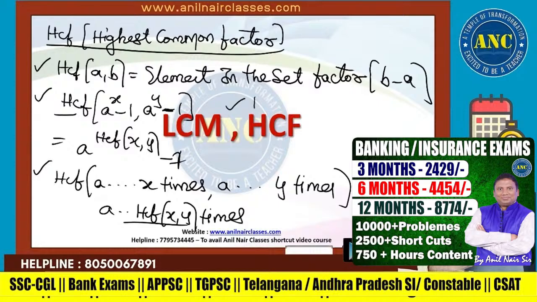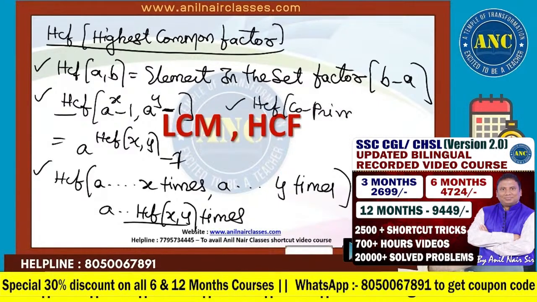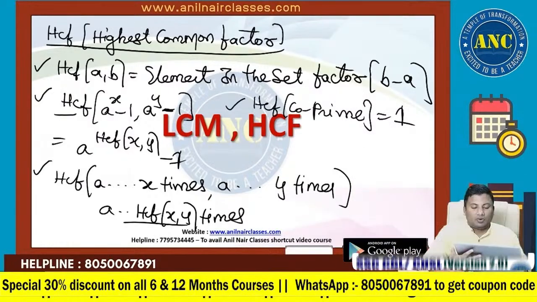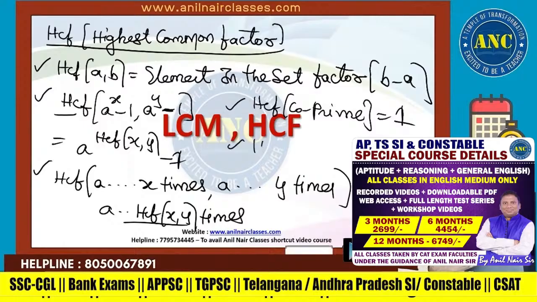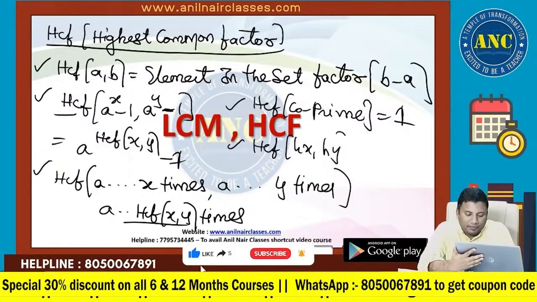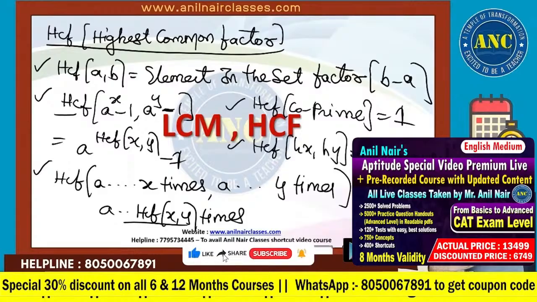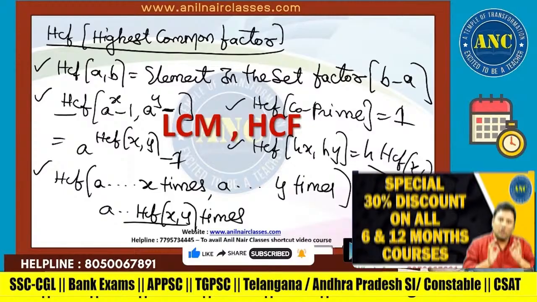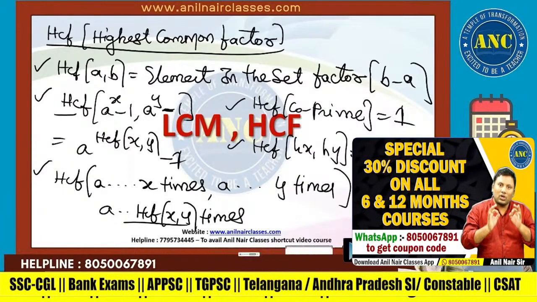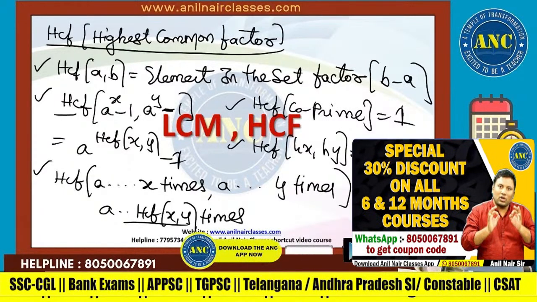Then we discussed HCF of co-prime numbers is 1. Another important concept: HCF of Hx comma Hy, if H is common, is H into HCF of x comma y. These are some of the concepts which we discussed.